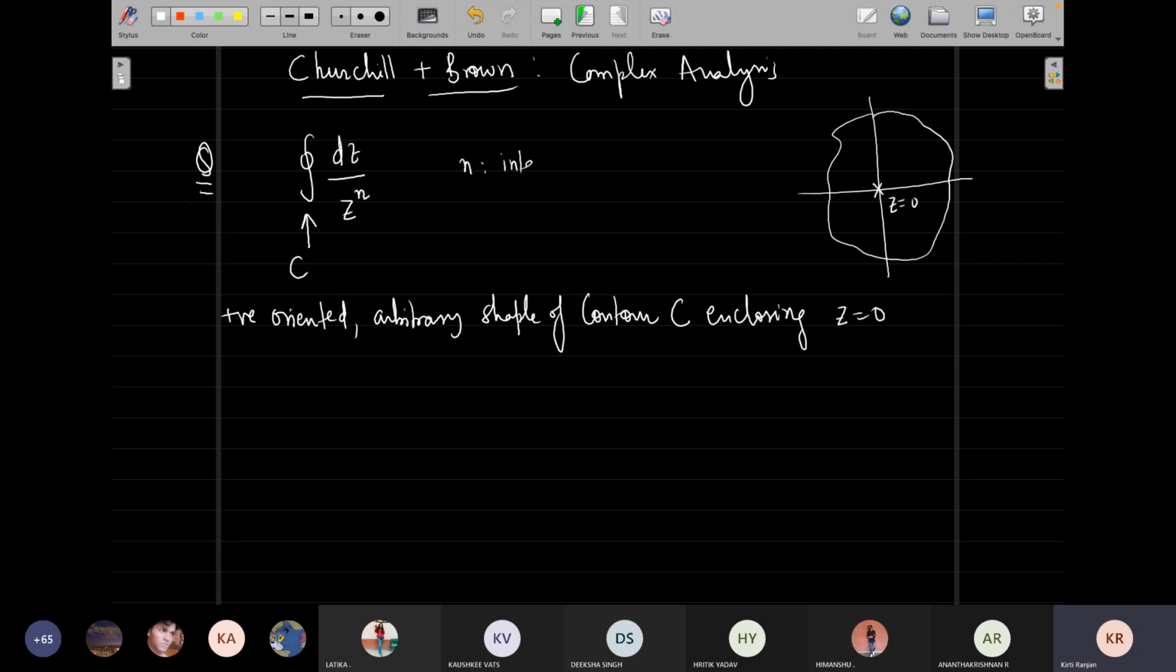n is an integer: positive, 0, negative. That means 0, plus minus 1, plus minus 2, plus minus 3, and so on. So I am just going to integrate this. Can we use something from the Cauchy-Goursat theorem?